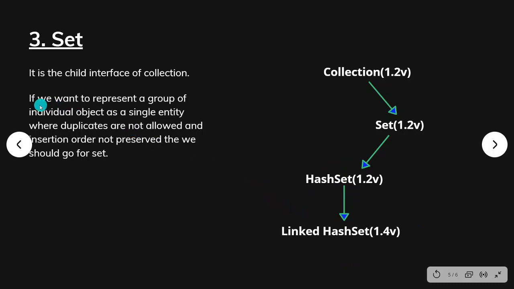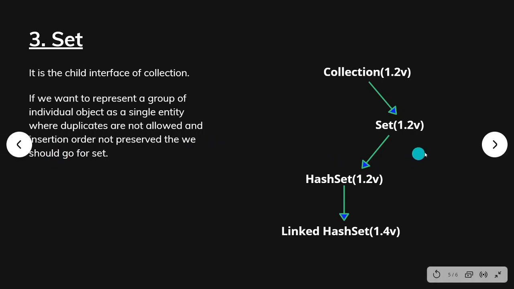Okay, let's see the second point. If we want to represent a group of individual objects as a single entity where duplicates are not allowed. Inside it you cannot store duplicate objects. And here insertion order is not preserved. I told you in the previous slide that in list insertion order is preserved, but in the case of set insertion order is not preserved. If I had given the input Gaurav, Kunal, Pranay, it can give me the output Kunal, Gaurav, Pranay, like this. So here insertion order is not preserved.